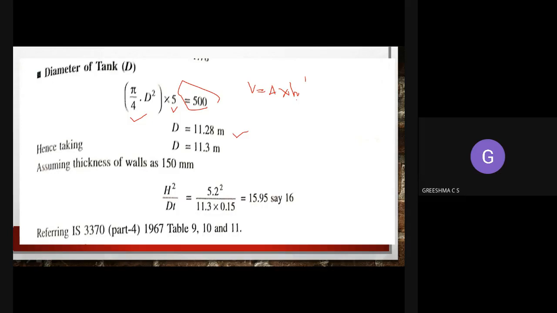So next you have to assume the thickness of the walls. Okay, we found the diameter. Next you have to find out the thickness of the water tank. So the thickness of the water tank, you are assuming it as 150 mm. We don't know the thickness, so you have to assume it as 150 mm.